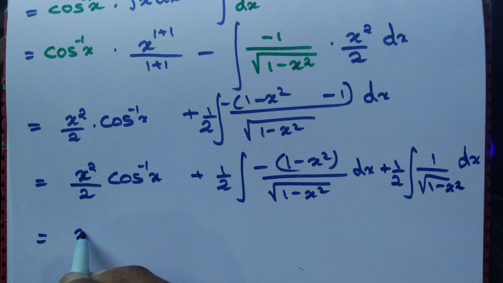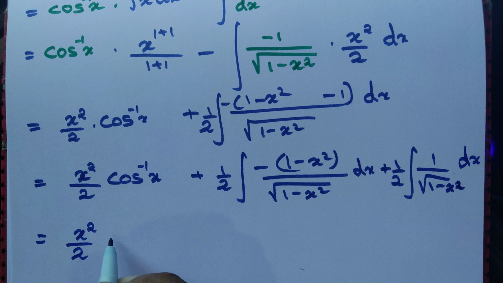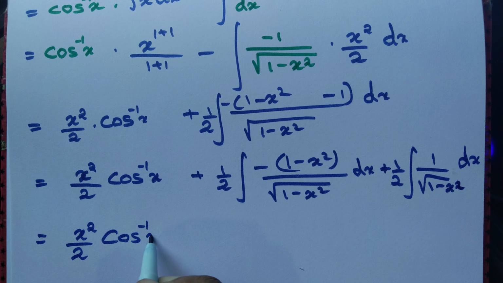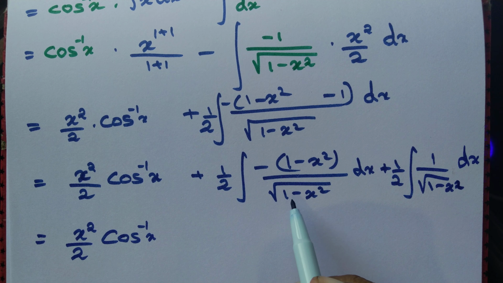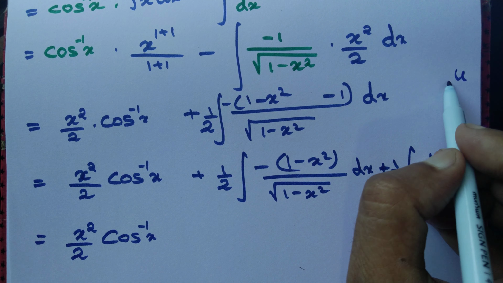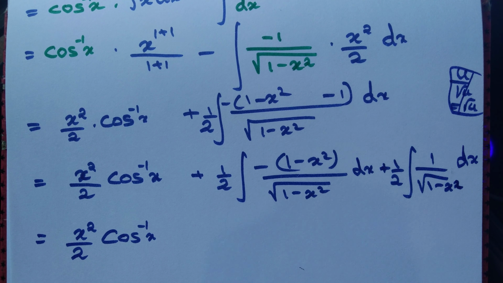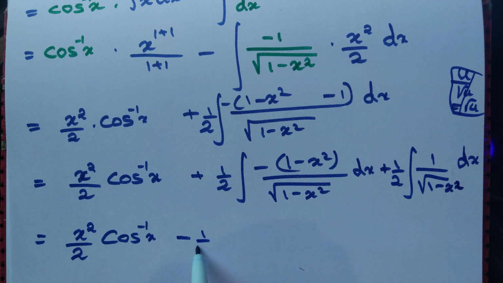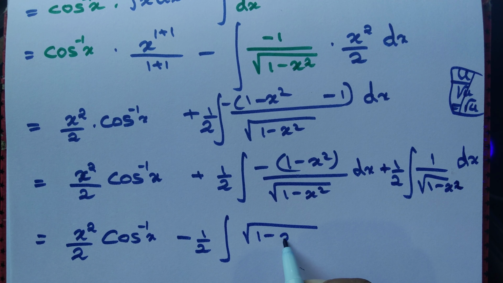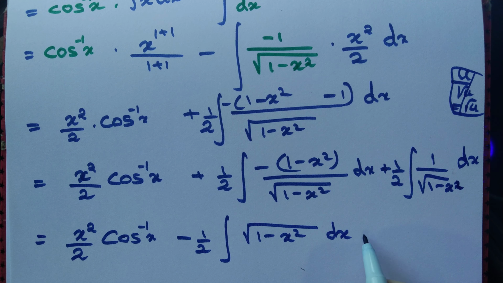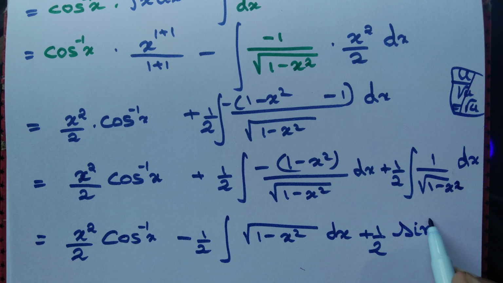Okay, x square by 2 cos inverse of x we write as it is. In the first integral, root and x we can cancel. We can say that u by root u is simply equal to root u. Too simple, right? Yes. So minus half integral of root over 1 minus x squared dx. How about this other one? If you integrate it, we simply get sine inverse of x.